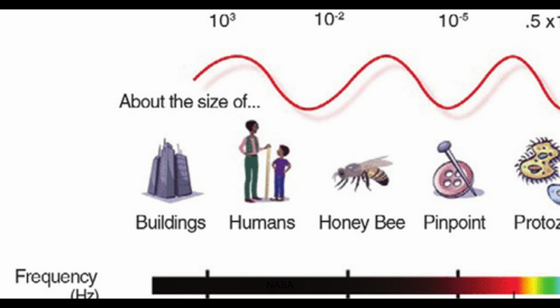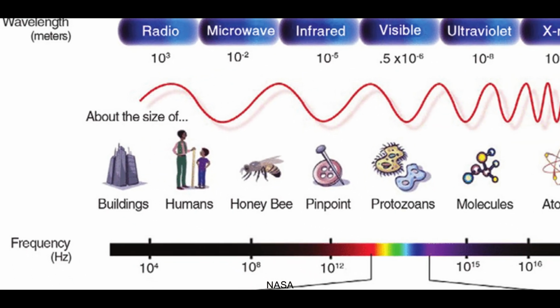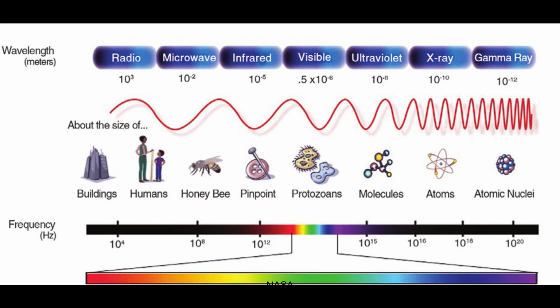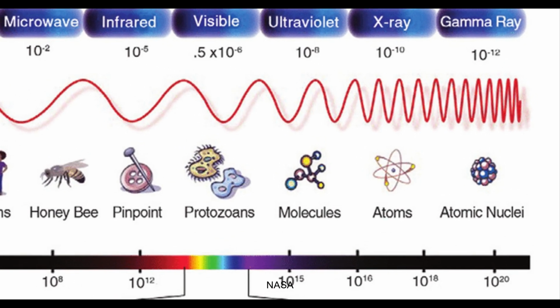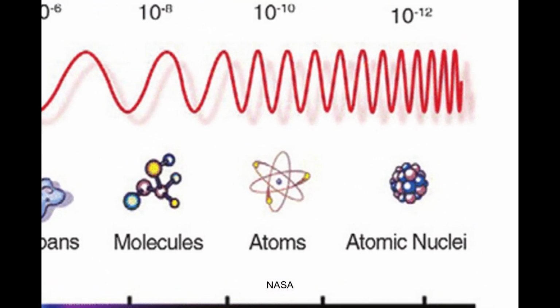And this is how all our modern technology works. You'll see in this chart that the waves are actually compared in size to things like buildings, and they can go all the way down as small as the center of an atom.